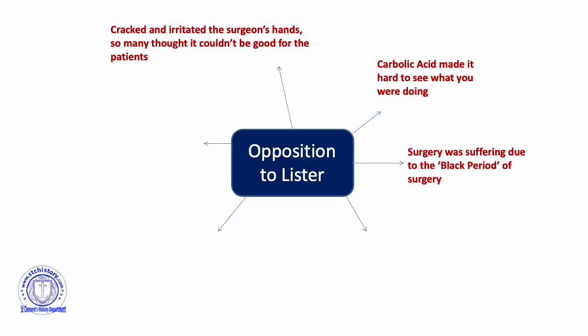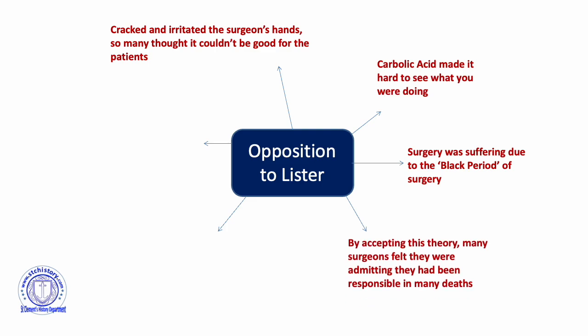And surgery during this black period was suffering. People didn't want to go for surgery because more and more people were dying. So Lister's got a bit of work here to try and persuade everybody that he's found the solution to the black period. By accepting this theory, and this is one that we've talked about previously in this medicine course, if Lister's correct, then what it means is that many surgeons have been responsible for killing people in the past. Their dirty clothes, their dirty hands. So for them to come to terms with that and accept that they've been doing it wrong, they have to come to terms with the fact that they have probably contributed to the death of people. And that would be quite hard to take, I think.